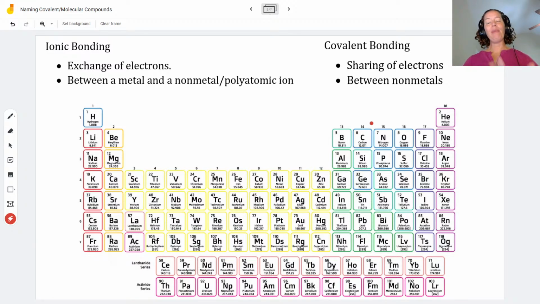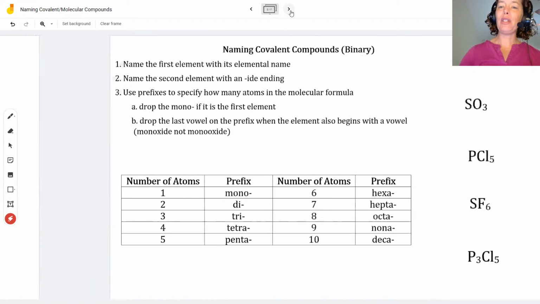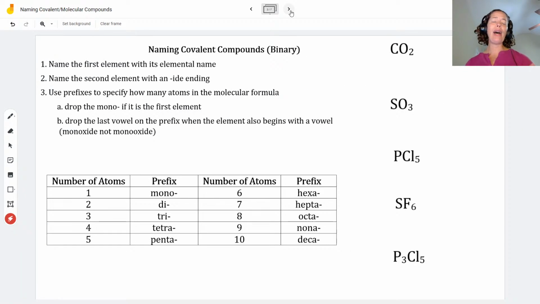Let's get into naming covalent molecules. All right, so as usual, we're going to set up some rules so we know what we're dealing with. When we're naming covalent compounds, and again, these are all binary, they're just two elements, even though there might be different numbers of atoms of the element. They're still just two different types of elements. So we are going to name the first element with its elemental name. We're not going to change the name of the first element. Again, this is not a cation. This is just the first element that's written. We are going to name it just with its elemental name.